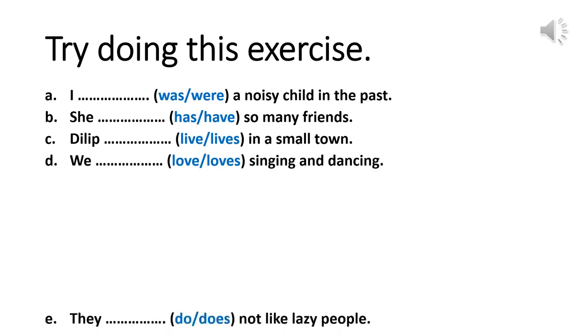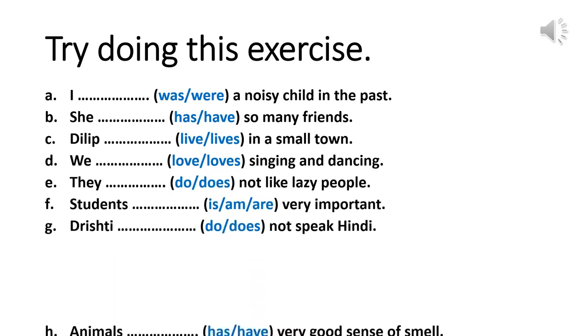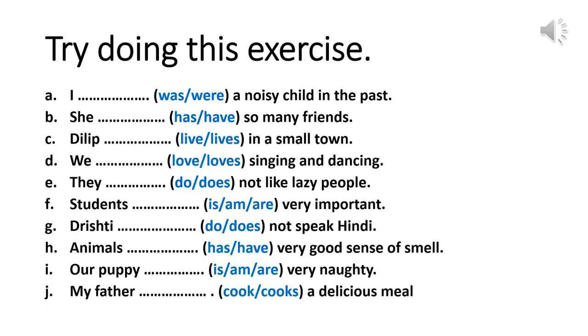Likewise, look at number D, E, F, G, H, I, and J. With all of these subjects, which one of the given verbs is correct? If you get confused while doing these sort of exercises, don't worry. I have a good idea. I have made a song of this lesson, that means the song of subject verb agreement. After you learn the song, you will find it very easy to do these sort of exercises.